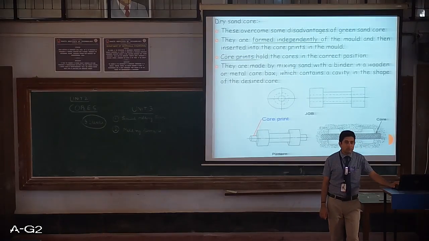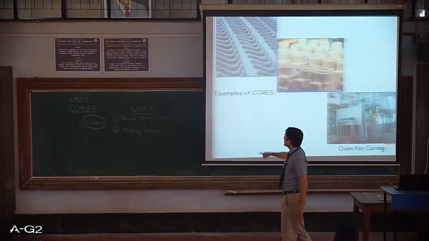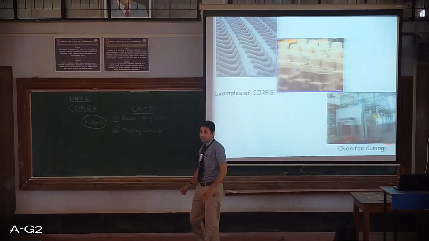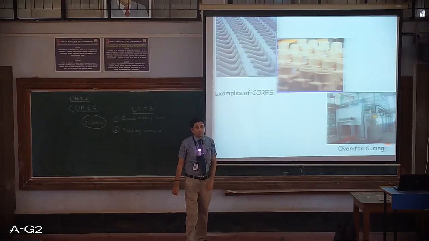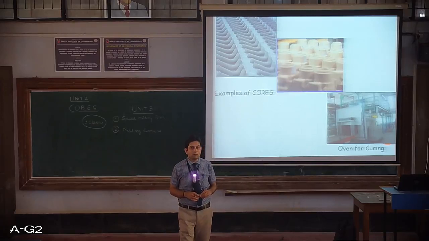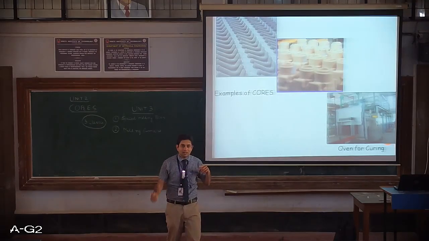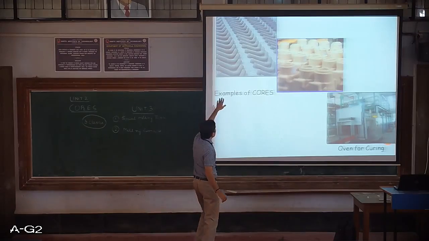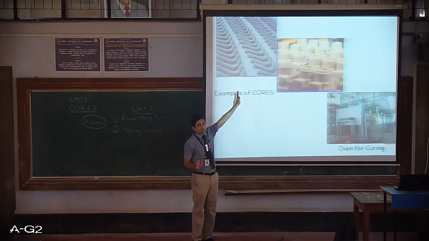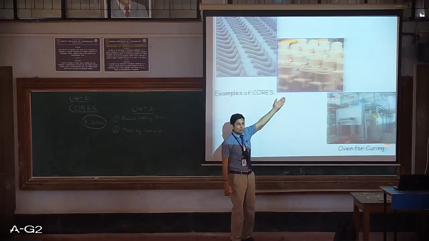Now I'll show you some images of the cores, and in particular these examples are of dry sand core. I am sure that you might have all seen this kind of images, right? I mean the products like this. More particularly, you might have seen some Tata Ace vehicles carrying this from one point to another on our highways, right? So these are nothing but the cores. The basic reason why we make use of this is to create hollow parts inside the casting. Similarly, these are also cores, right?